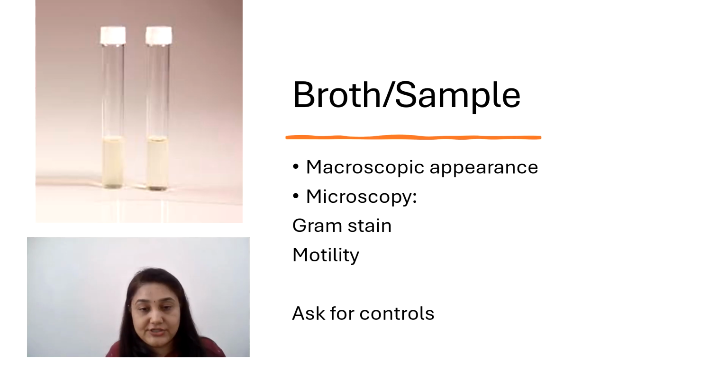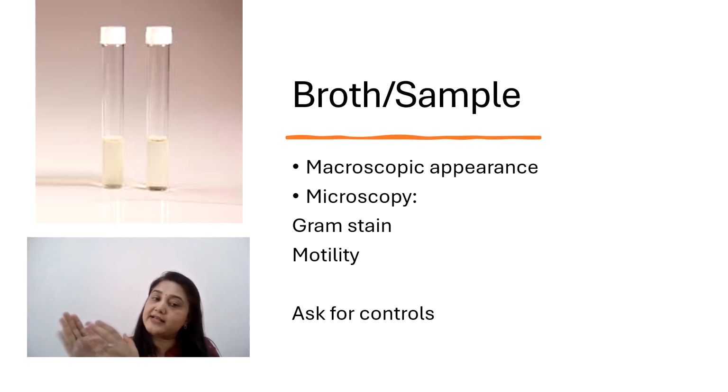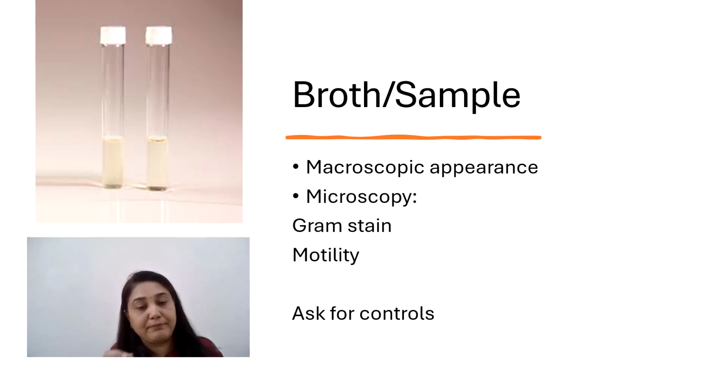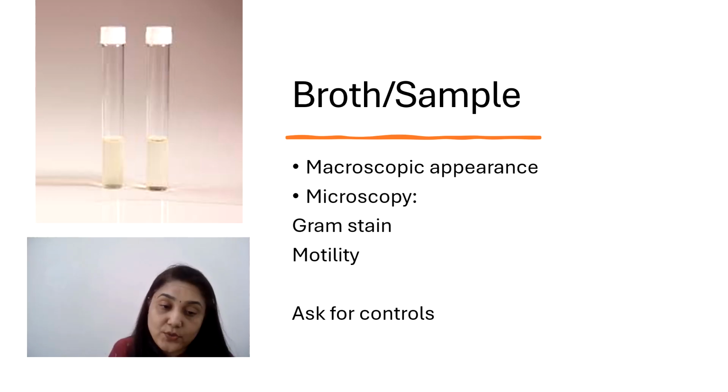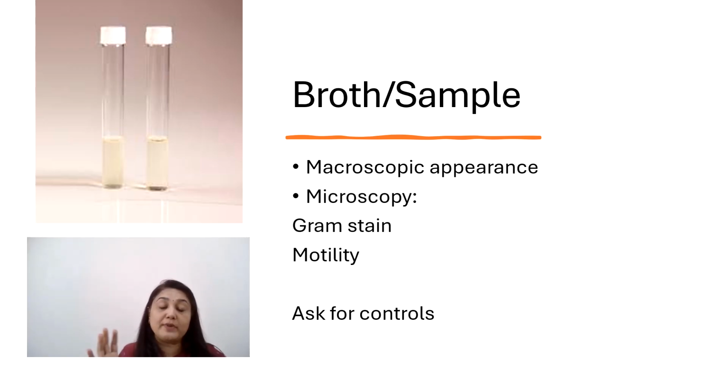Now after the case history, you will be provided with a broth, and this is considered as your sample. This is a peptone water or any broth given to you. The next question we expect is the macroscopic appearance. So describe the given sample or the broth. One has to mention whether the turbidity is uniform or particulate, and whether there is any pellicle formation or not. Then the student will be advised to perform microscopy.